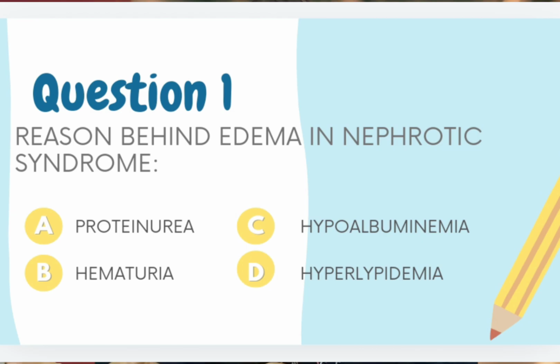Hypoalbuminemia is whenever there is less plasma protein. Albumin is the plasma protein that is synthesized by the liver, and it is responsible for the oncotic pressure in the blood, right? Now next we have hematuria. In some cases we see hematuria also because of inflammation or injury.